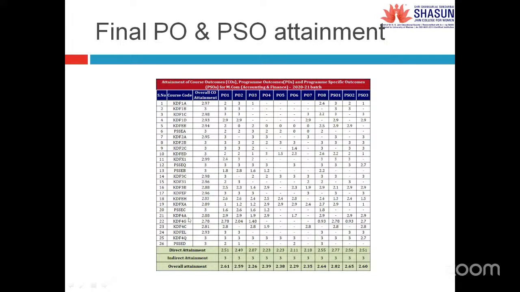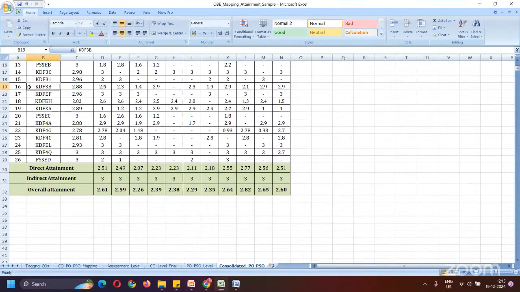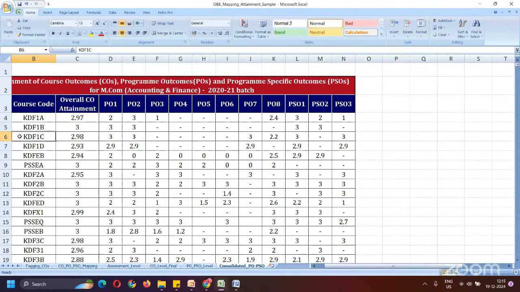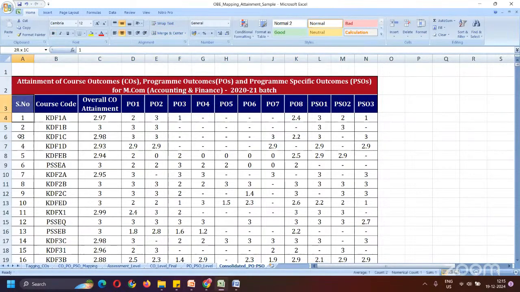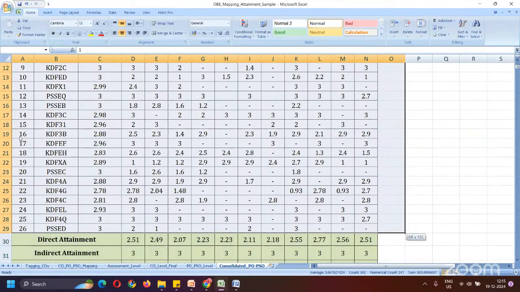I have different subjects. Look at this. I'll be going back to Excel so that you can zoom in. I can show it. We call this the consolidated final level course. If you're taking one particular batch, they may have different courses. So in this example, if I have taken MCOM Accounting and Finance for this particular batch, all their subjects are listed here. From MCOM first semester, second semester, third and fourth, they have totally 26 papers in the entire course of study.